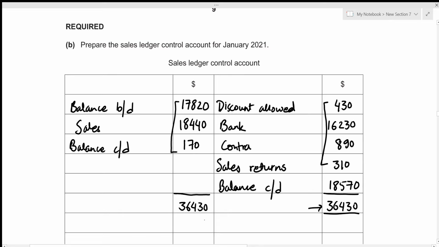Now what most people forget to do is we need to introduce the closing balance as the opening balance for next accounting period. So if the closing balance is on the credit side, then the opening balance will go towards the debit side. Let's do that. So this will have the amount 18,570. But we remember that there is another closing balance on the debit side as well. So this will act as the opening balance on the credit side. So that's going to be balance BD with the amount 170. Alright, this concludes the second part. Let's move on to the third one.